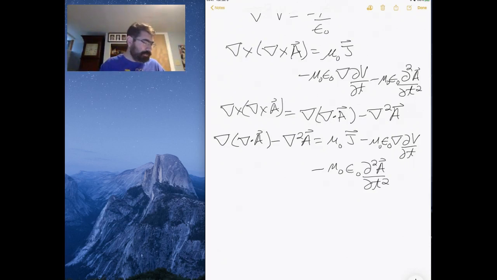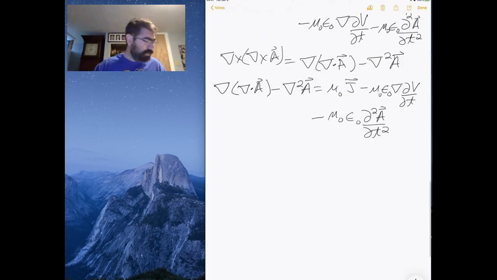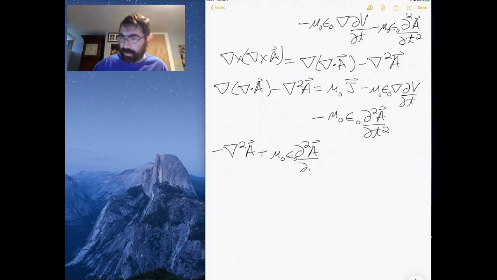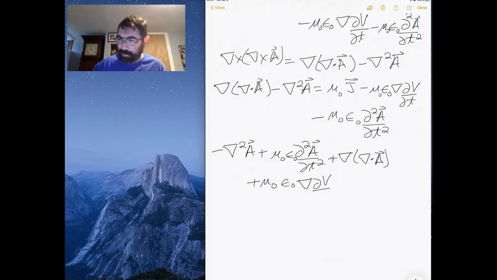Now we get that equation. And if we now try to bring all of the A's to the left-hand side, then what we would have is minus Laplacian of A plus mu0 epsilon naught second derivative of A with respect to time plus the gradient of the divergence of A plus mu0 epsilon0 the gradient of the time derivative of V, and all of that is now equal to mu0 times the free current.